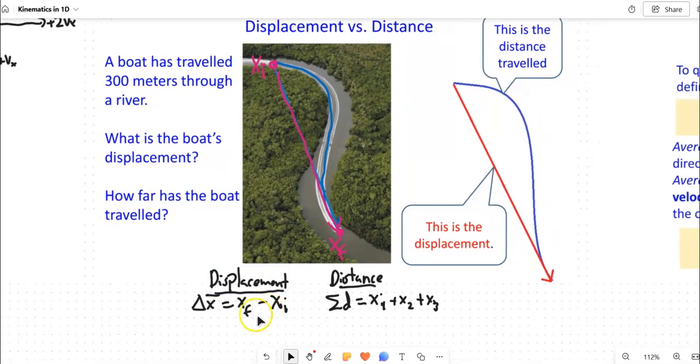My displacement at the end of every day, well, if I start out at home, I hopefully end up at home. So my displacement every day should be 0, even though I might have put 12 miles on my car that day.